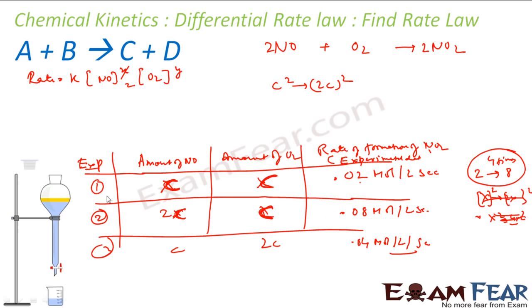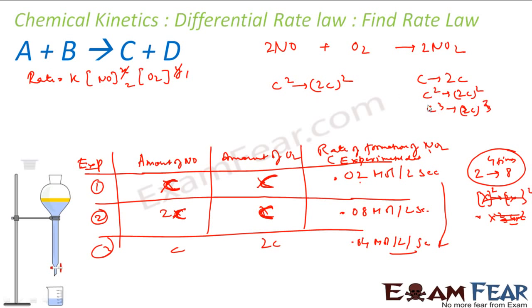Now if you compare 1 and 3, the concentration of NO is same, but concentration of oxygen has become double, and the rate also became double. Correct? That means it is to the power 1. See, C becomes 2C, or C square becomes 2C square, or C cube becomes 2C cube. Only three possibilities like this for the value of x.